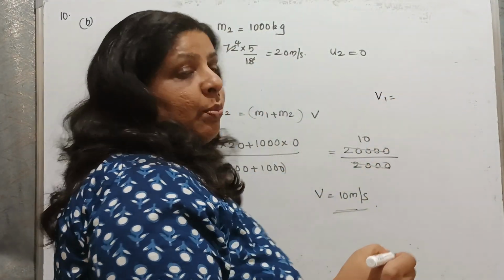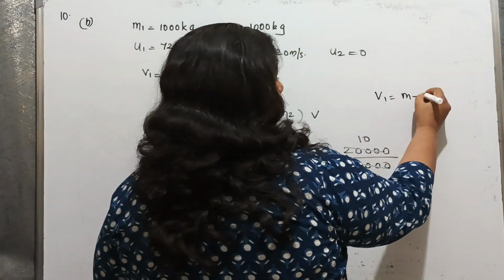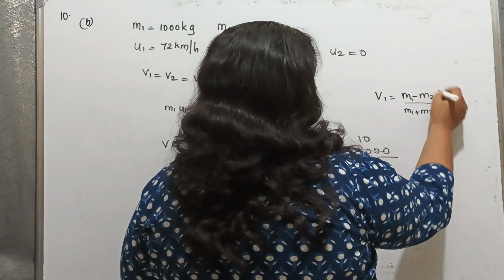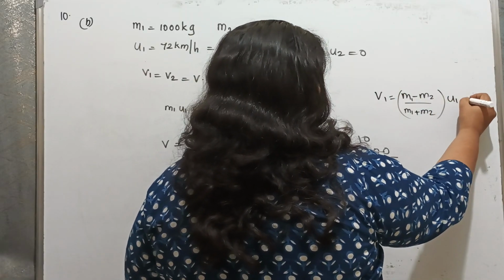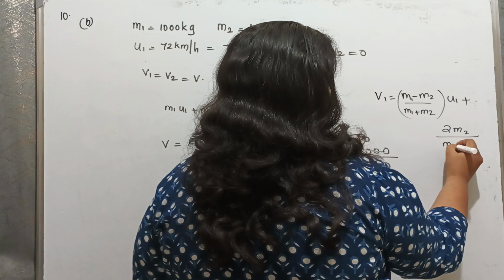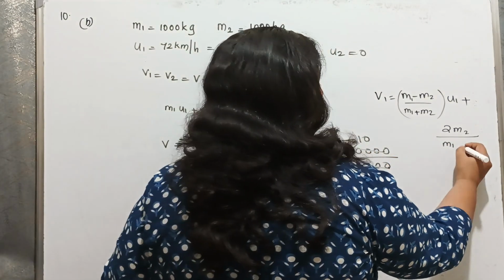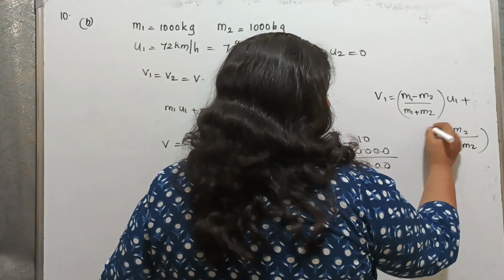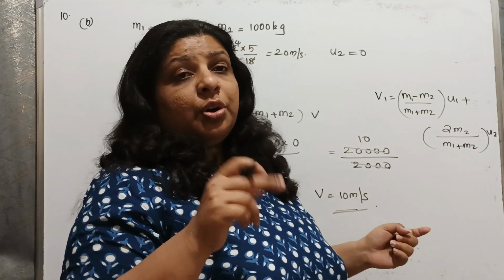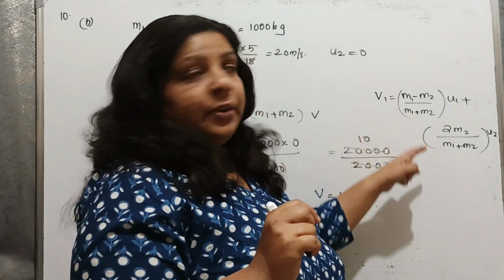You will get it as (m1 minus m2) divided by (m1 plus m2) into u1, plus 2 m2 divided by (m1 plus m2) into u2. So this is the formula you will be getting. Now what you need to prove is that after collision they exchange their velocity. Similarly you will get it for v2 also.